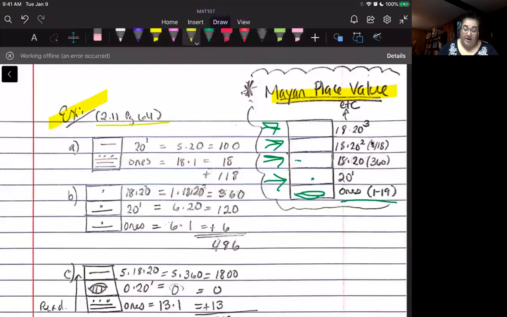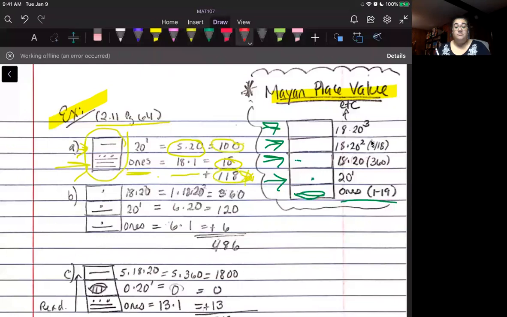Looking at it from where it is, this is the ones place. So I will count this as 5, 10, 15, 16, 17, 18. So I have 18 here. And because it's in the ones place, it's saying 18 times 1. So that is 18, and that's just this level right here. Then in the next place, which is the 20s place, I have 5. So that means I have to really do 5 times 20. 5 times 20 is 100, which basically means that this part is representing 100. So this entire symbol is 100 plus 18, or basically this is the numerical symbol in the Mayan system for the number 118. Okay, everybody follow?